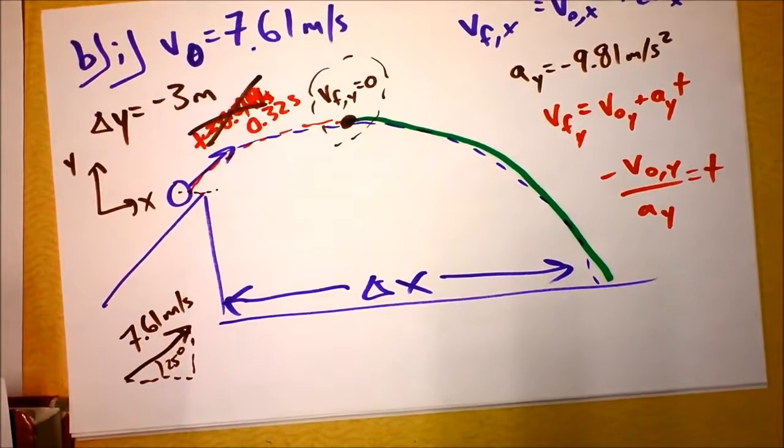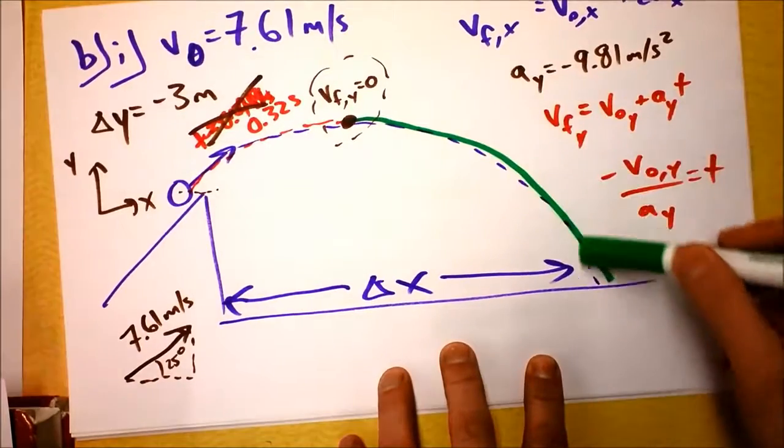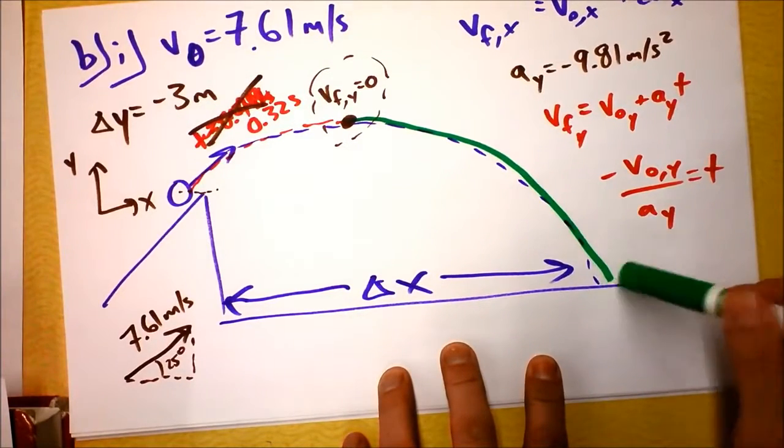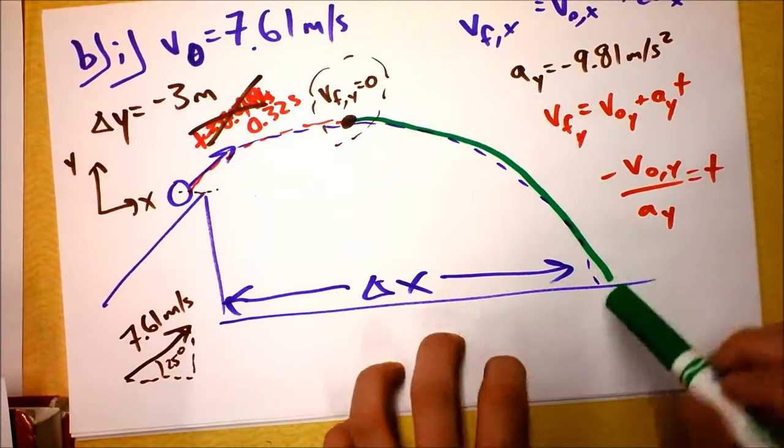Do you know the initial velocity in the y direction or the final velocity in the y direction? Don't you know both? I do not know the final. The initial in the y direction is 0. I don't know the final velocity in the y direction here, because that is just as it's hitting the ground. I don't know how fast it's going.